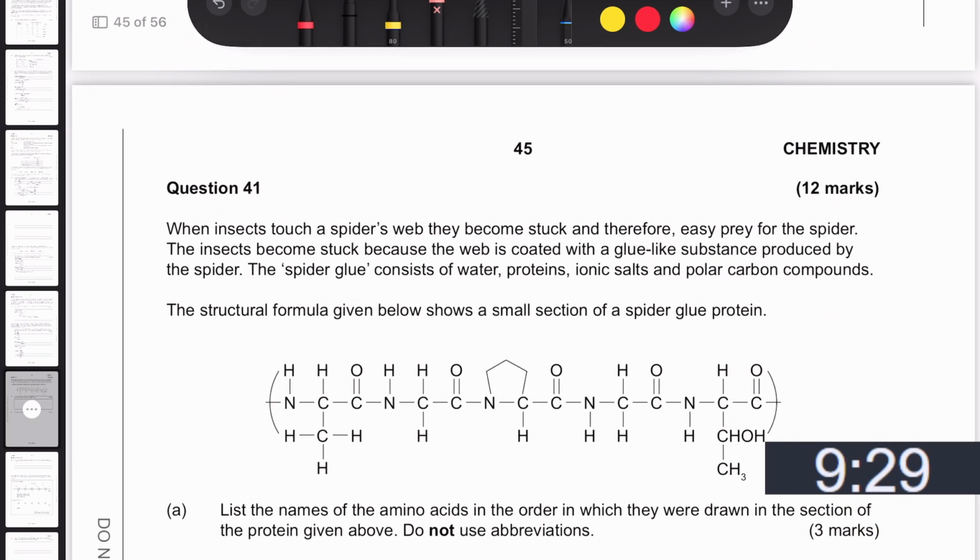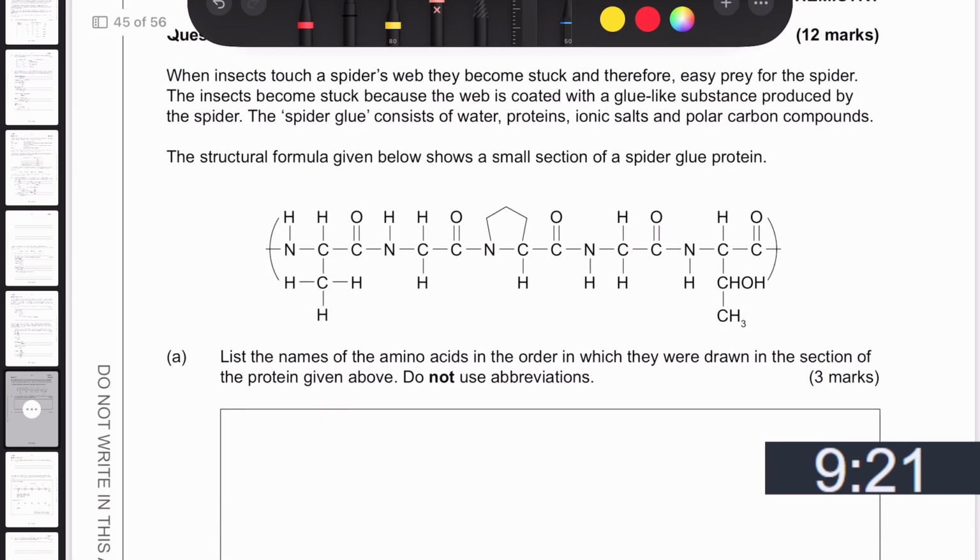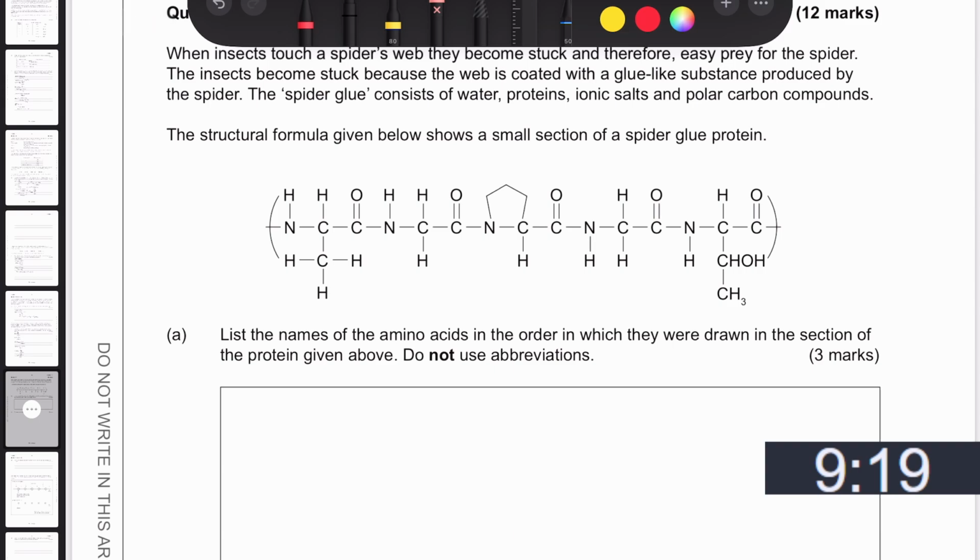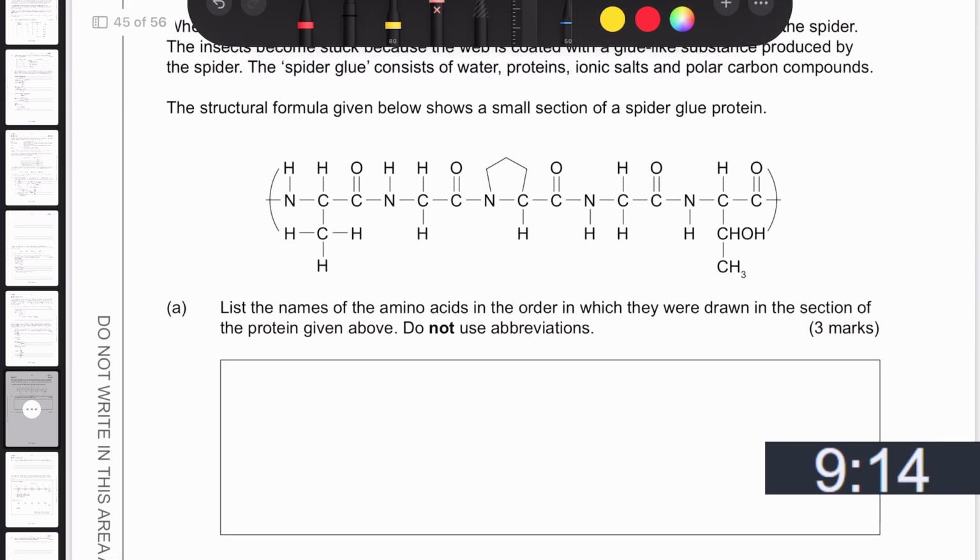When insects touch a spider's silk, they become stuck and therefore easy prey. The glue-like substance produced by the spider's fiber consists of water, protein, and ionic and polar carbon compounds. The small section lists the names of the amino acids in the order in which they were drawn in the silk. Do not use abbreviations.